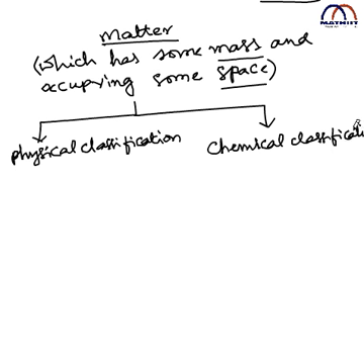Now we can look at this matter from two different angles. One is in terms of the physical states, another is in terms of the chemical differences. Let us finish off this first. What is the physical classification? Based on the physical state, matter is divided into solids, liquids, and gases.